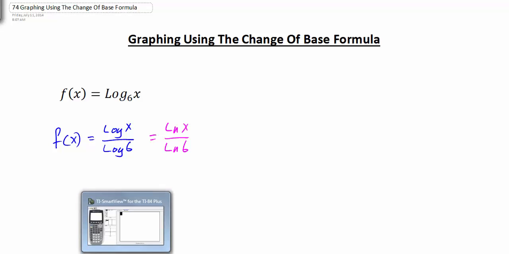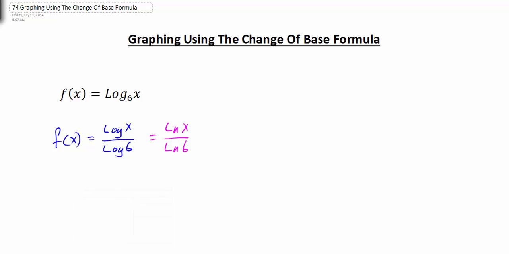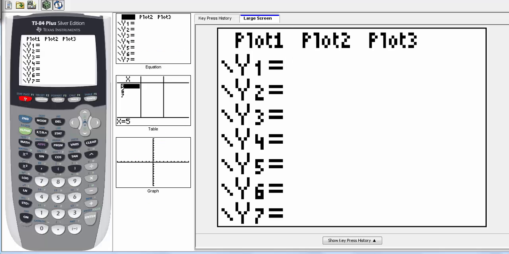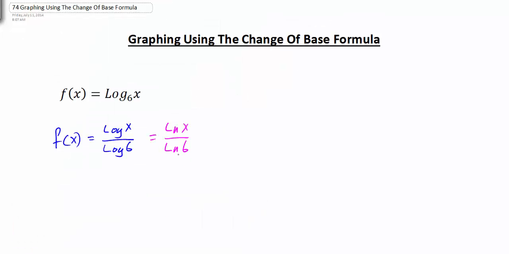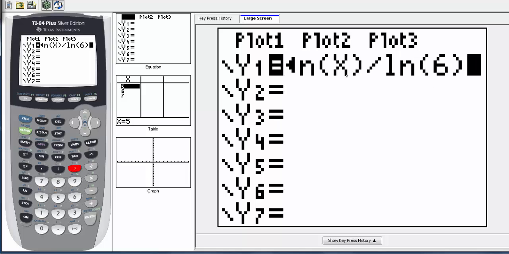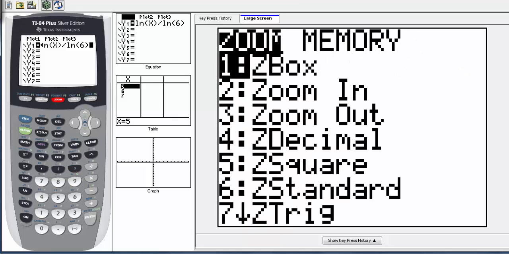So if we go to the calculator, I'm going to put in natural log of x over natural log of 6. So go to y equals, natural log of x, and again make sure you close the parentheses here, divided by the natural log of 6. So ln of 6. And then to keep a good form here, again, close your parentheses. So that says we're taking the natural log of x divided by the natural log of 6. And I'll start out with zoom standard, which is number 6.